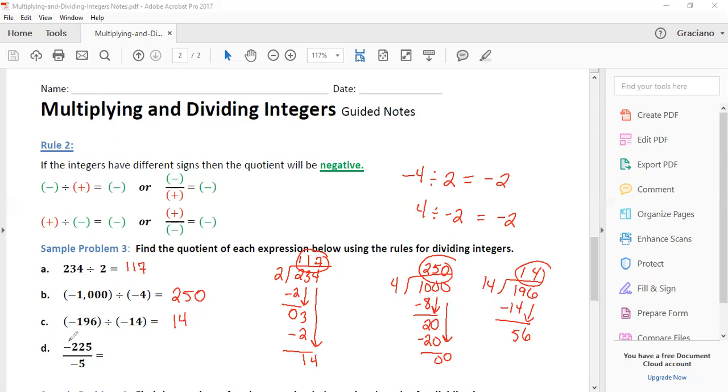Letter D also says that I'm dividing a negative number by another negative number, so my answer I know is going to be positive. So I'm going to do 5 into 225. 5 goes into 22 4 times. 5 times 4 is 20. 22 minus 20 is 2, and then I'm going to bring down my next number, which is a 5. 5 goes into 25 5 times, so the answer is 45.